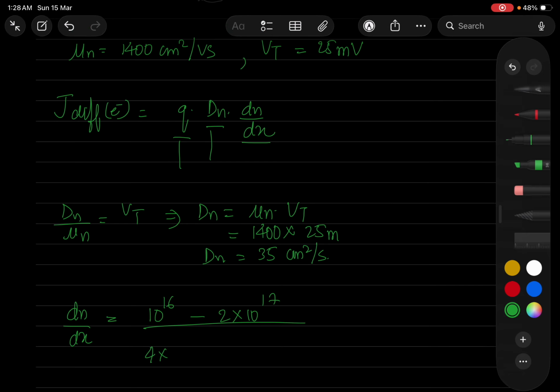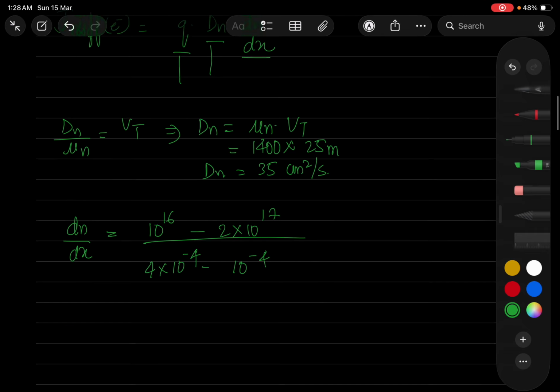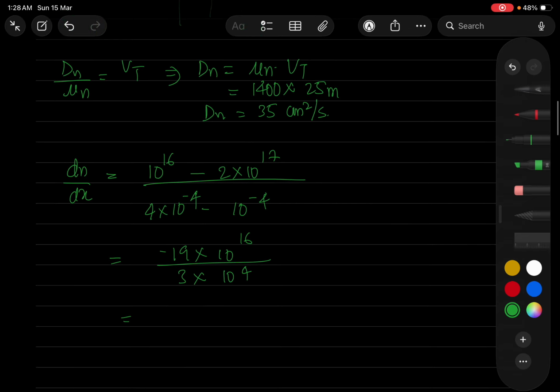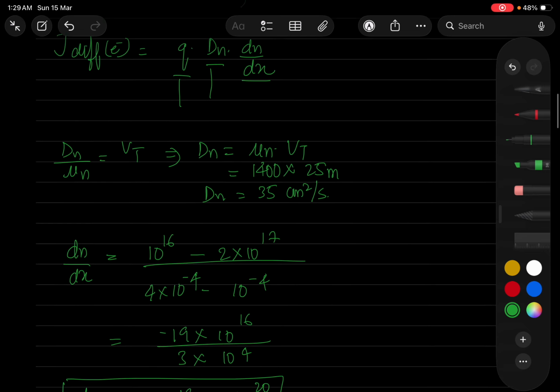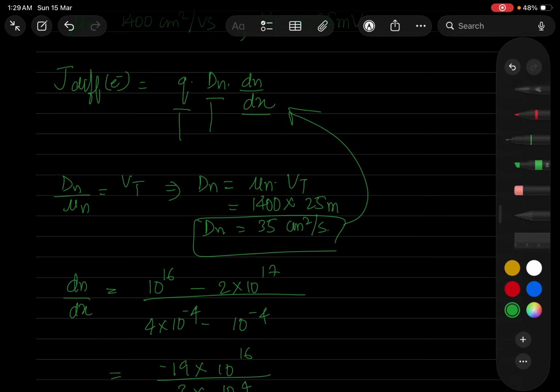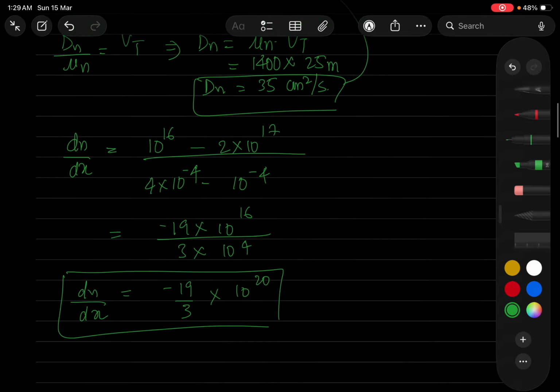So this will be 4 into 10 raised to the power minus 4 minus 10 raised to the power minus 4. On solving this we will get minus 19 into 10 raised to the power 16 divided by 3 into 10 raised to the power minus 4. This comes out to be minus 19 by 3 into 10 raised to the power 20. So we got the value of dn by dx, and we got the value of capital Dn. Now we just have to substitute these values in this equation to get the final answer.